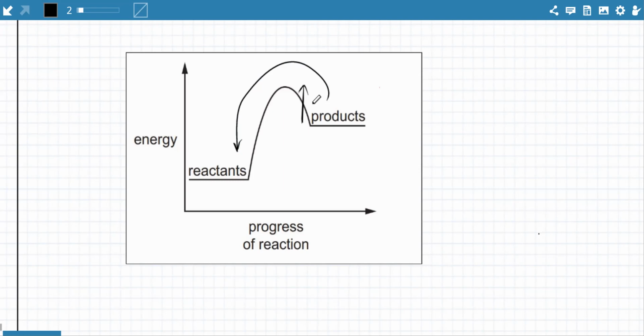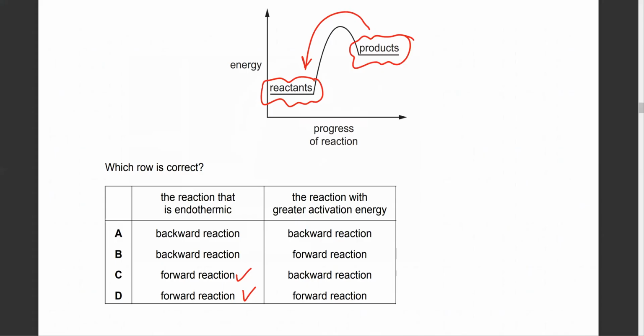In the forward direction, the activation energy is going to be a lot higher. In the forward direction, initially you would have to climb all of this, you would need this much energy. So the activation energy is going to be higher in the forward reaction. Is that clear to everyone?